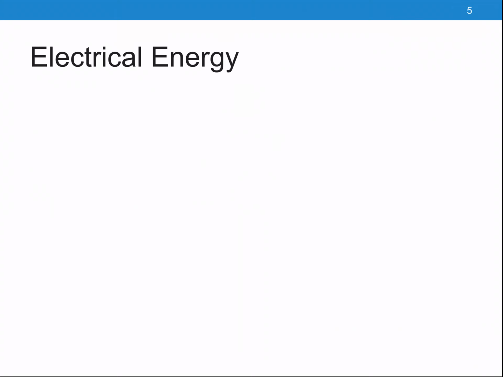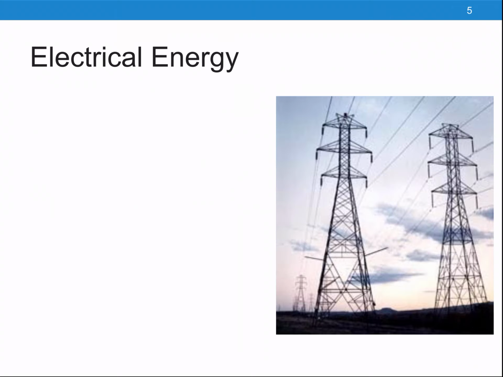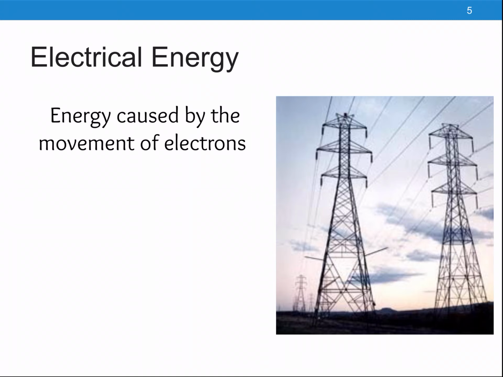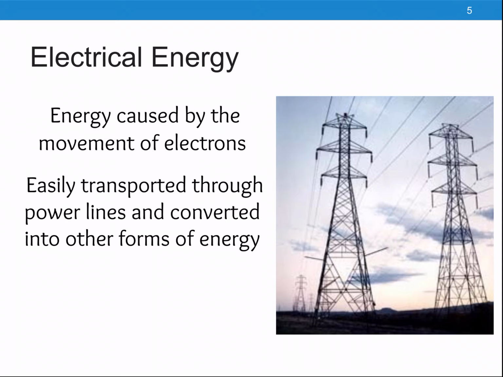All right, now electrical energy. So, power lines. Energy caused by the movement of electrons. So when you plug something in the wall, this is electrical energy that causes that something to be charged or to turn on of some sort. And it is transported through power lines. That's how it gets to your house. Some of you guys could probably even look outside right now and see the power lines going to your house. That is giving your house the electrical energy that it needs to do all of the things that you want your house to do.